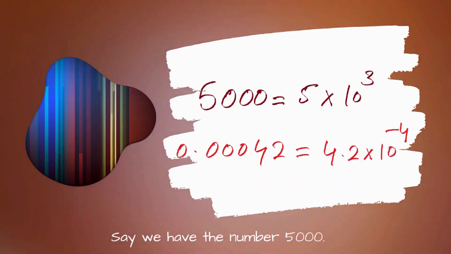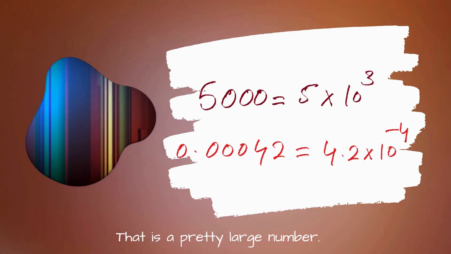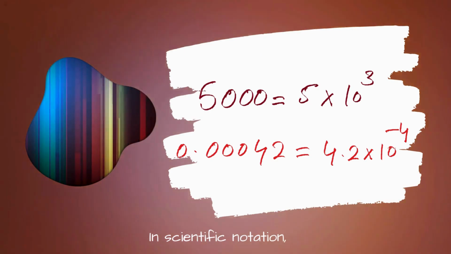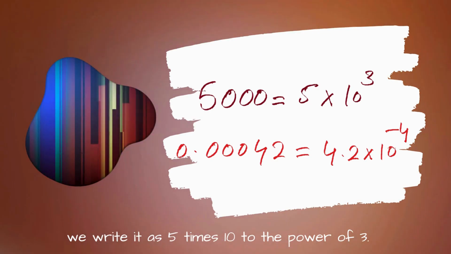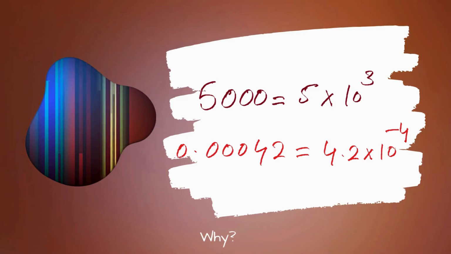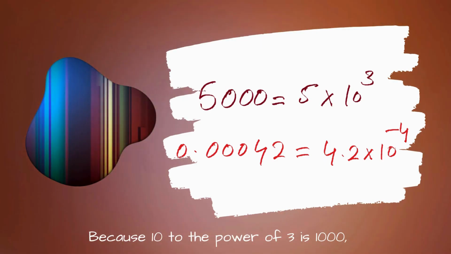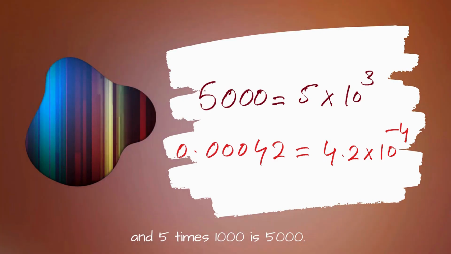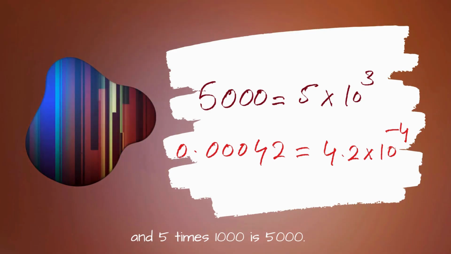Let us look at an example. Say we have the number 5,000. That is a pretty large number. In scientific notation, we write it as 5 times 10 to the power of 3. Why? Because 10 to the power of 3 is 1,000, and 5 times 1,000 is 5,000.